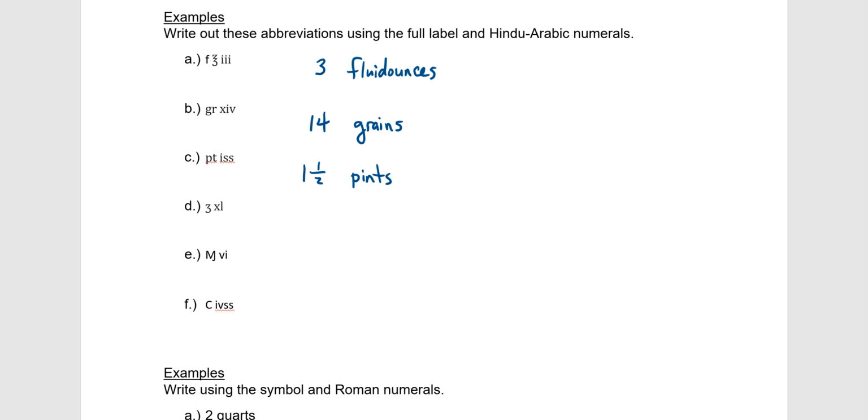Next one here, we have the symbol that looks like a 3, and then we have XL for the Roman numeral. So the XL here, the X is 10, the L is 50, but since the X is before the L, we have to subtract. So that's going to be 50 minus 10, so that's 40. And then we have to remember what this symbol means out front, and that is the symbol for dram. So this is 40 drams.